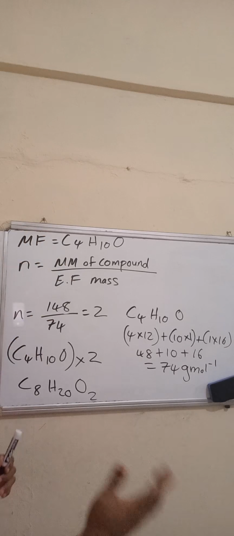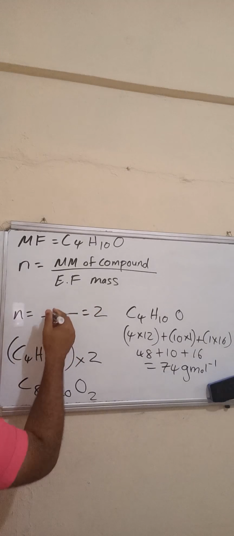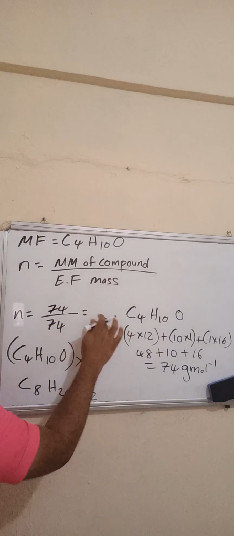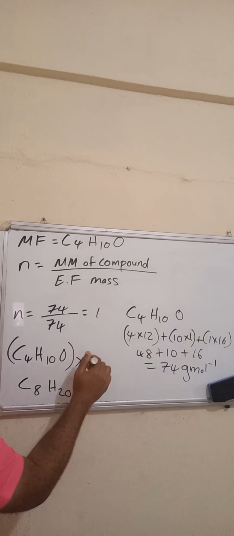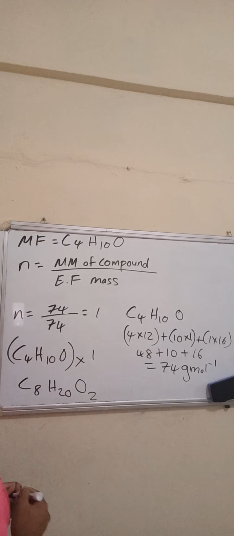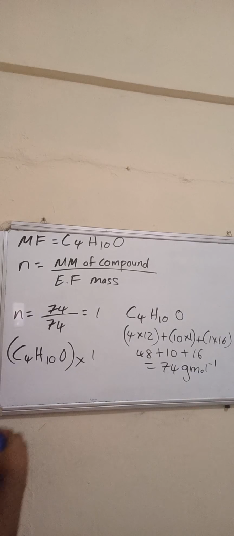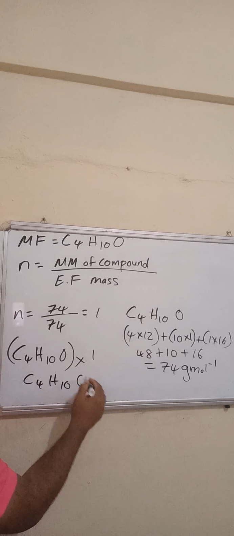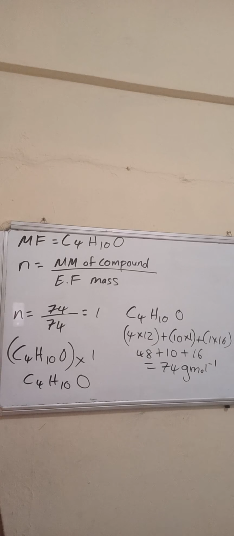But in this case, it was actually 74 for both of them. So n is equal to 1. And so because n is 1, your empirical formula and your molecular formula are the same, which is C4H10O.